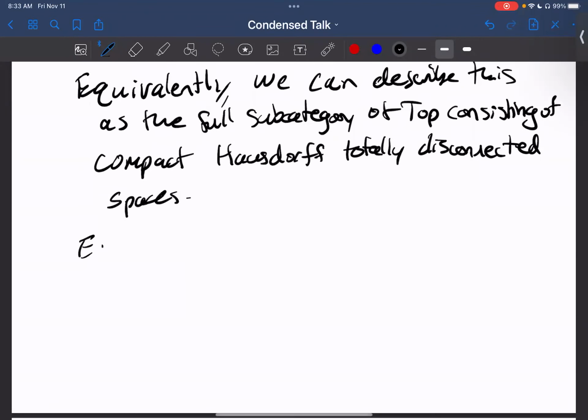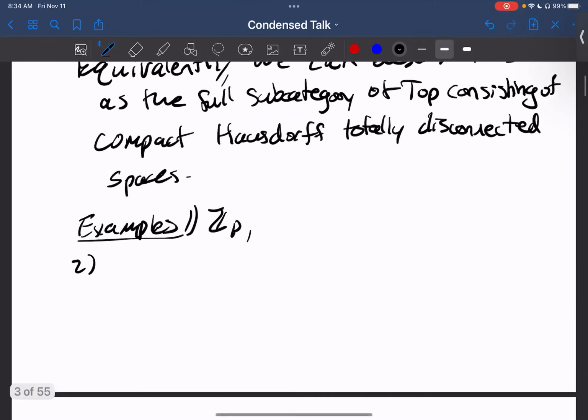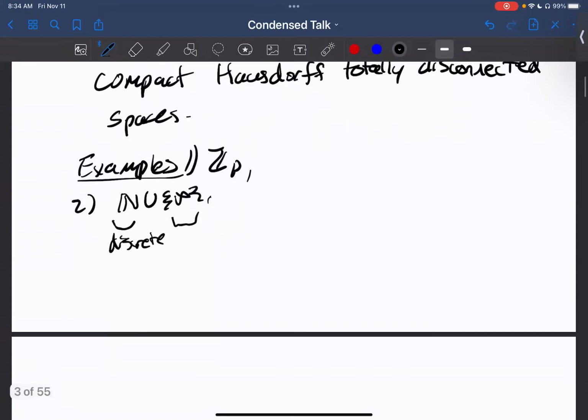So what are some examples? Well, we have the p-adic integers Z_p, our classical example of a profinite set. We have the set of the natural numbers union a point at infinity, where the topology on the natural numbers is discrete, and the open sets which contain the point at infinity are just the cofinite sets. So this is just the one-point compactification of the discrete natural numbers. So this is some profinite set.